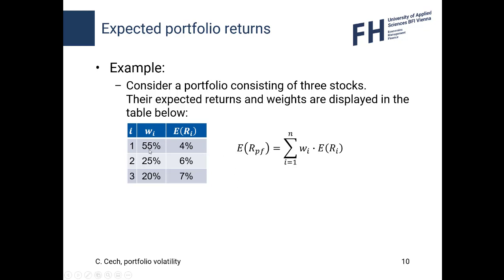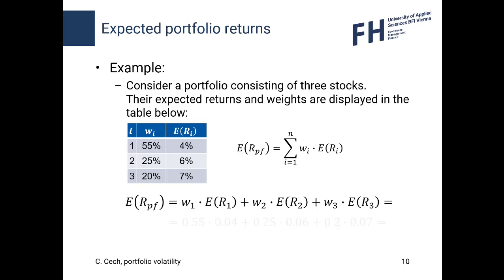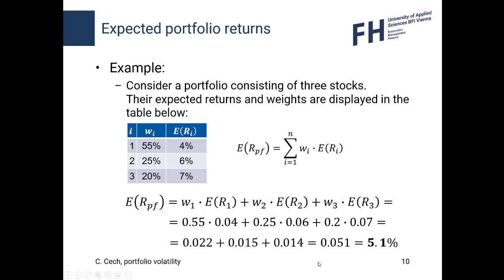What we have to do is we have to multiply these two values, and these two values, and then take the sum of the results. So weight 1 times expected return 1, and so on and so on. You can see the expected portfolio return is 5.1%.